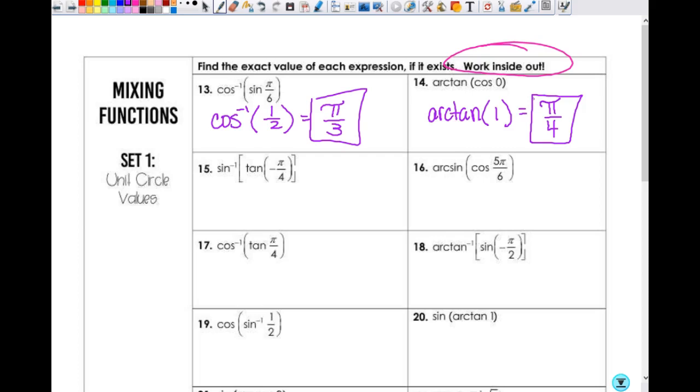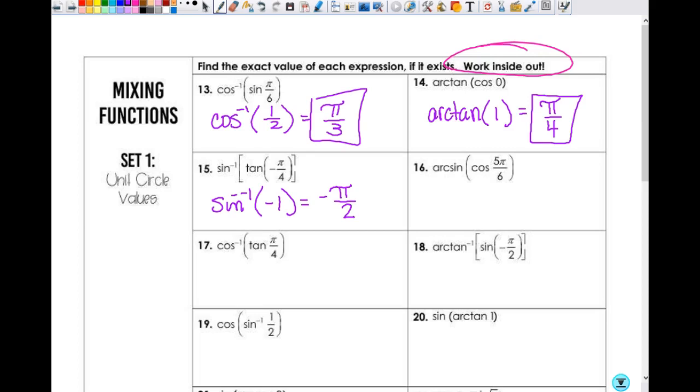So, all right, let's look at 15. The sine inverse of the tangent of negative pi fourths. So that means I want the sine inverse of, what is the tangent of negative pi fourths? -1. Good. So then the sine inverse of -1, like what angle gives me a sine value of -1? Negative pi over 2. It's a -1. Yeah, so I'm down here. Okay, you got it? Everybody good?